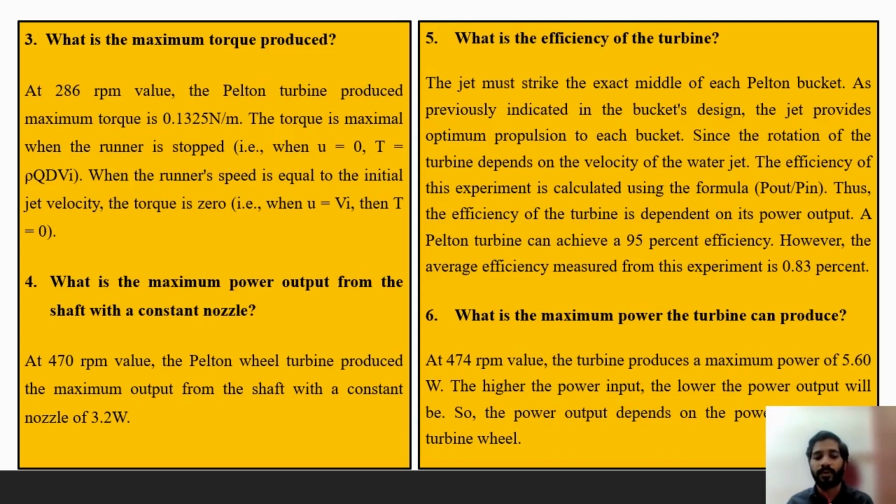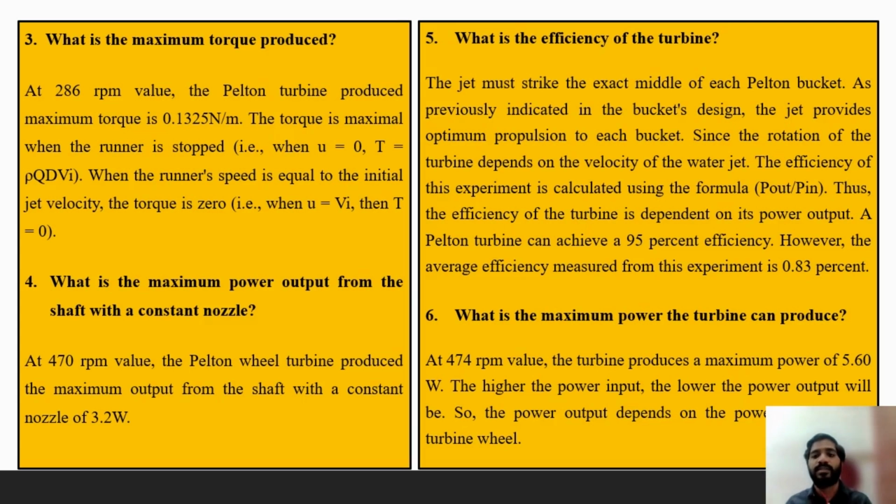The fourth question: what is the maximum power output from the shaft with the constant nozzle? Based on the results obtained, at 470 RPM, the Pelton wheel turbine produced the maximum output from the shaft with a constant nozzle of 3.2 watt.